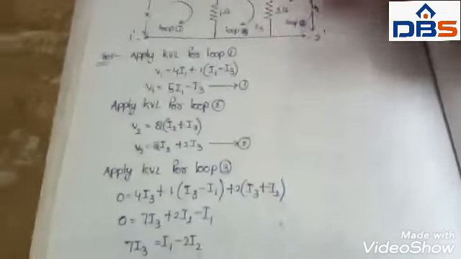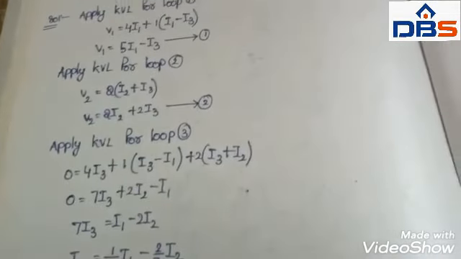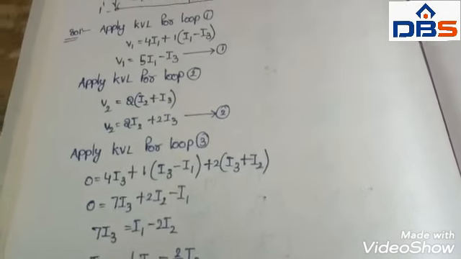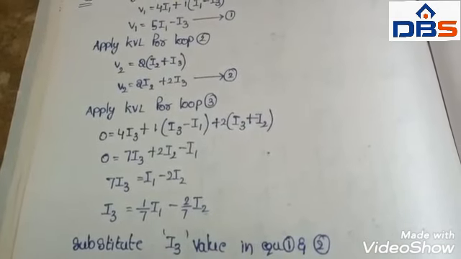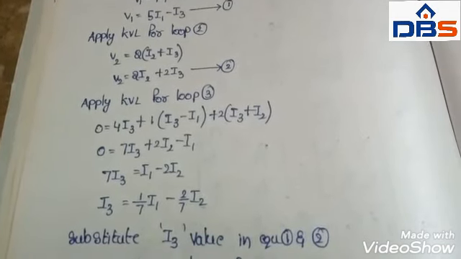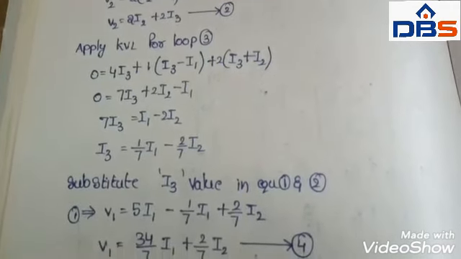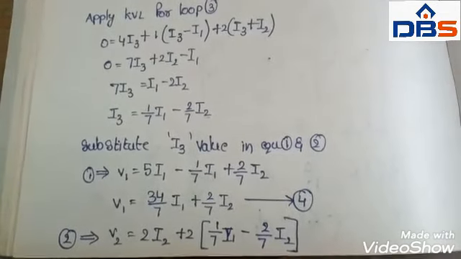Apply KVL for loop 2. V2 equal to 2 into (I2 plus I3), therefore 2I2 plus 2I3, that is equation 2. Apply KVL for loop 3. 0 equal to 4I3 plus 1 into (I3 minus I1) plus 2 into (I3 plus I2). After expanding all these things, I3 equal to 1 by 7 I1 minus 2 by 7 I2.